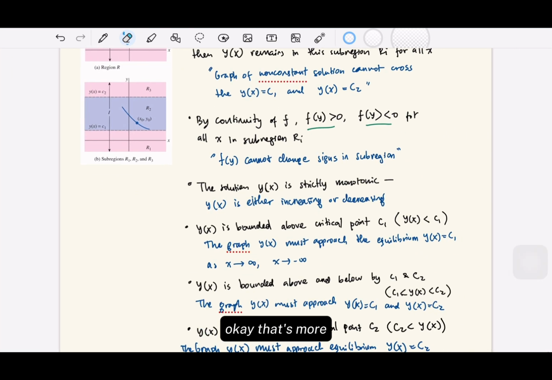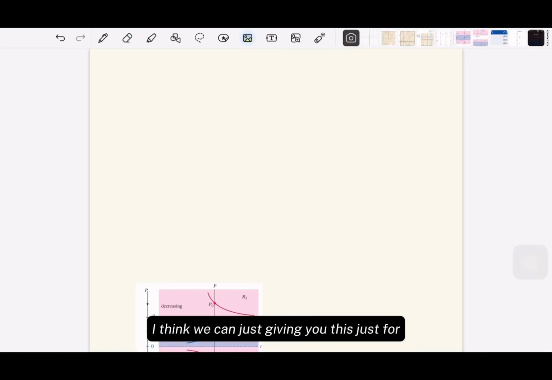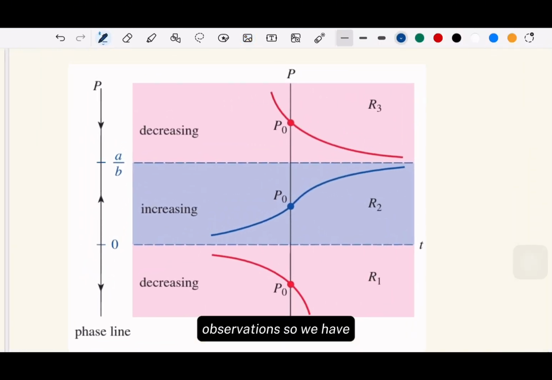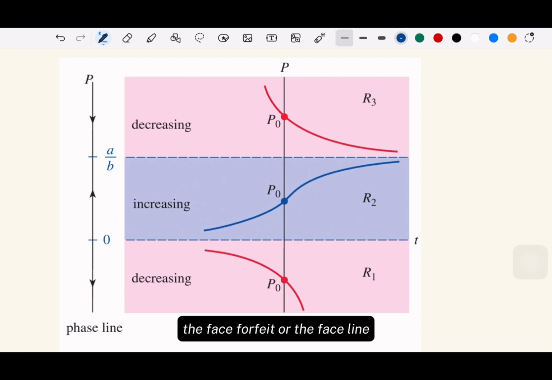Okay, as more and more picture, I think we can just give you this for observations. So we have decreasing as we increase, and this is the phase portrait or the phase line. So we can see that it is getting into the A over B, which means that we can say it is very stable because it's getting something that equals the critical point again.